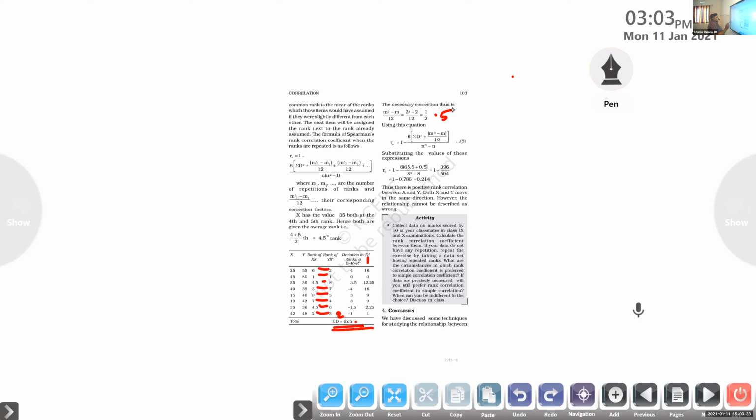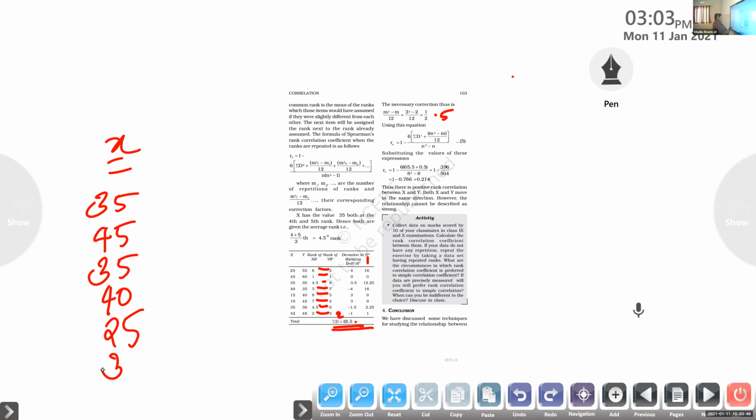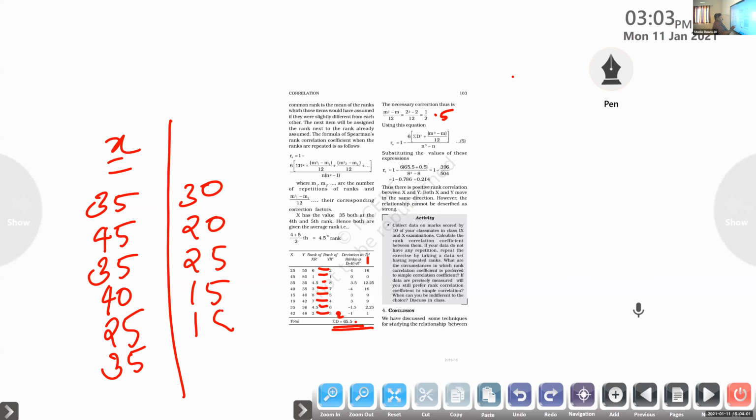Okay, now go for homework work. Now itself, if it is possible, you can do it. Okay, X values here: 35, 45, again 35 here, 40, 25, 35. Okay, X values. Y values: 30, 20, 25, 15, 15, 10, 35. Okay, Y values. Now complete this work.